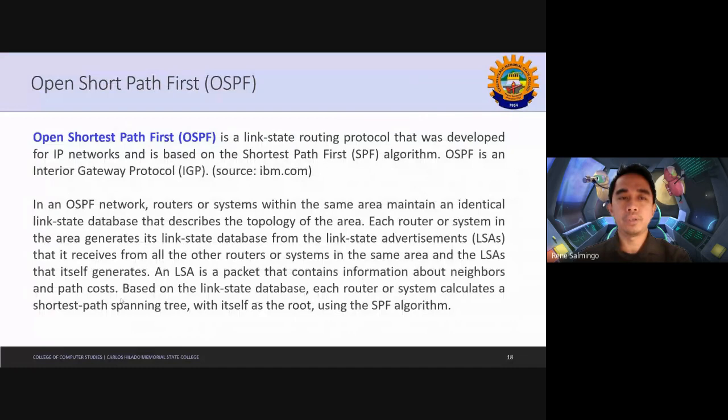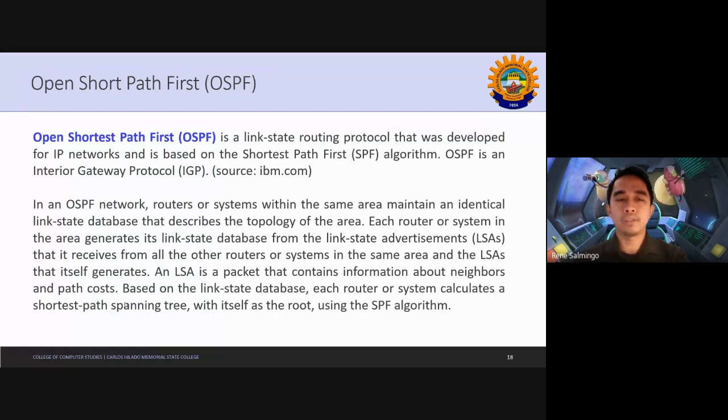For the lecture today, we will continue with Open Shortest Path First. This is a link state protocol that was developed for IP networks. It is based on a shortest path first algorithm, and it maintains an identical link state database that describes the topology of the area, and each router or system in the area generates its link state database from the link state advertisements.